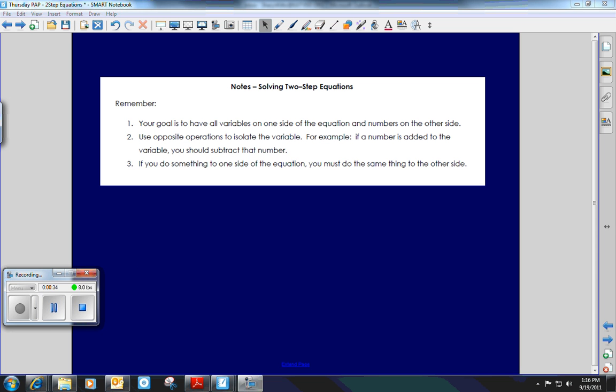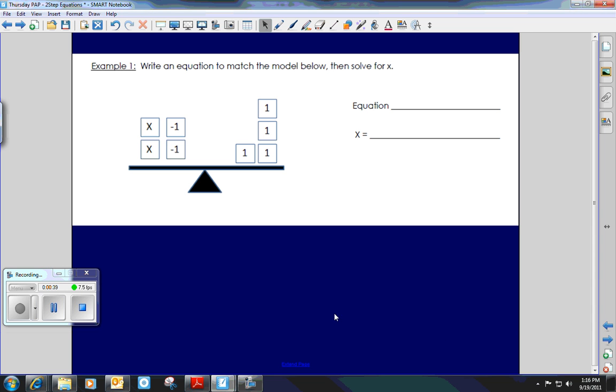Just some things to keep in mind about solving equations in general. We're going to talk about two-step equations. So far we've been doing one step, where you're either adding, subtracting, multiplying, or dividing, and that's the only thing you're doing to find x. We're going to talk about two-step equations now, where you might have two operations that you have to undo in order to find out what x is equal to.